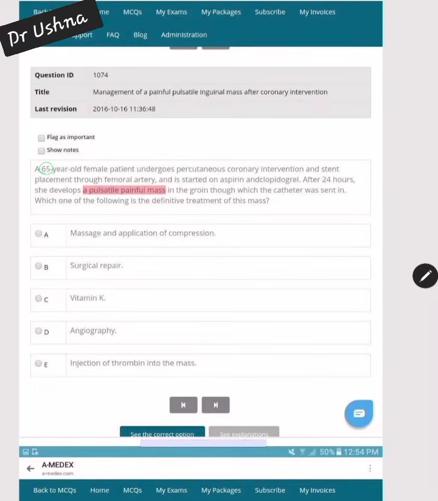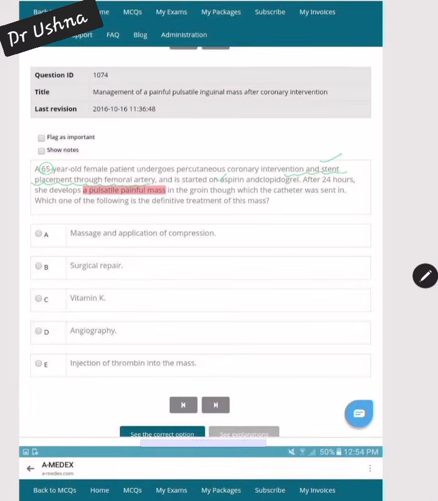Next comes a 65-year-old female who undergoes percutaneous coronary intervention and stent placement through the femoral artery. So the procedure was done through the femoral artery. A stent was placed, after which she was started on aspirin and clopidogrel. Twenty-four hours later, she developed a pulsatile painful mass in the groin after the catheter was placed.